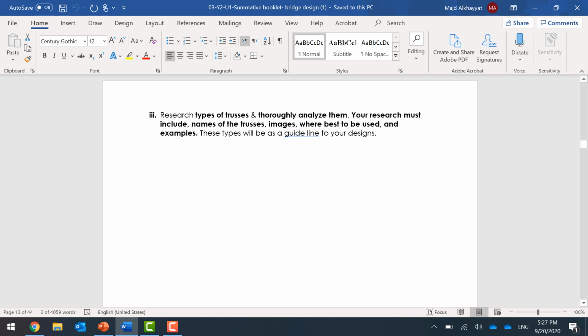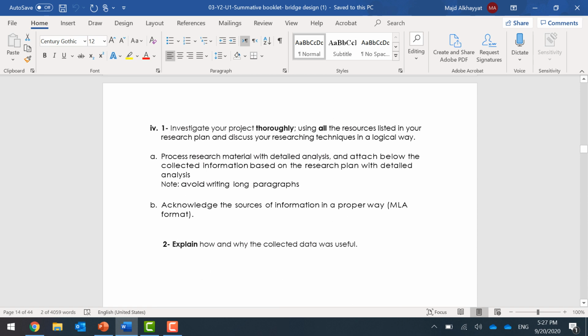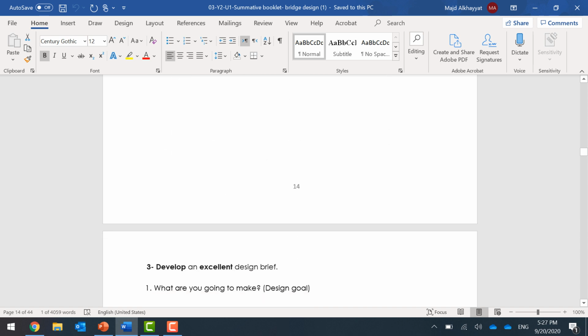And here, as I mentioned, this part will be very useful for you as a guideline in your design. Please state here in number 2 in strand IV why. Explain, please do not list, explain how the collected data was useful.